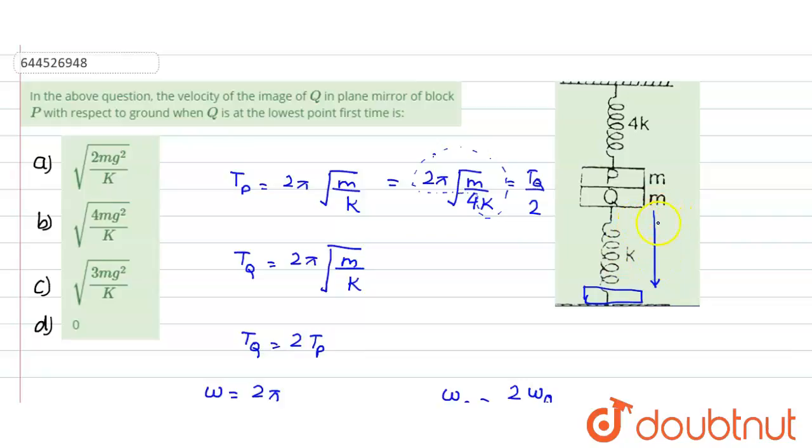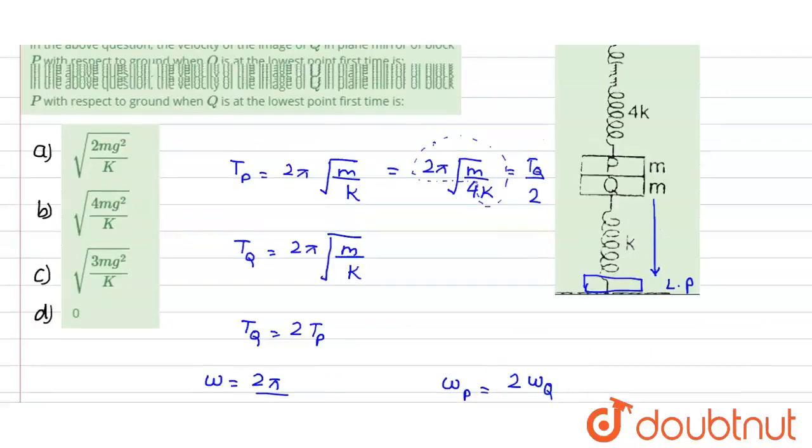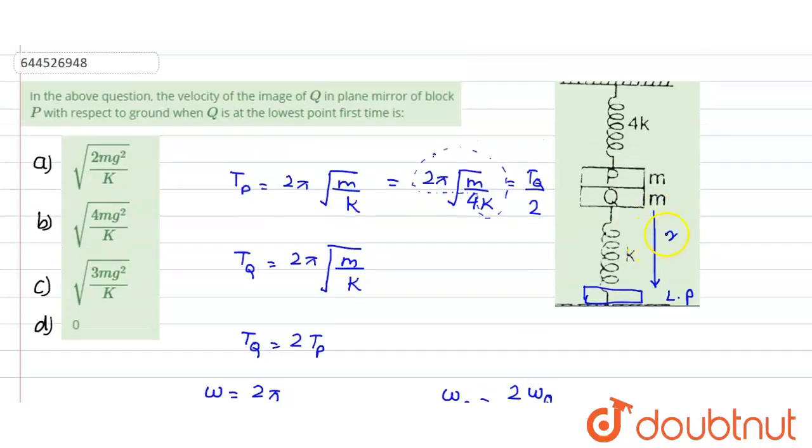Now in this instant of time when Q is going down to the lowest point, where is our P? We can easily see that P is moving twice as fast as Q. So if Q travels a distance X from here to here, P would travel twice the distance. It would go from here to here and come back to its original position, which would be its extreme position. So here would be our P and this is our Q. These are both extreme positions.